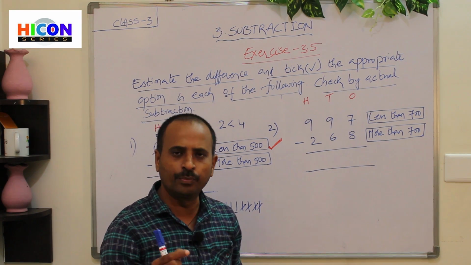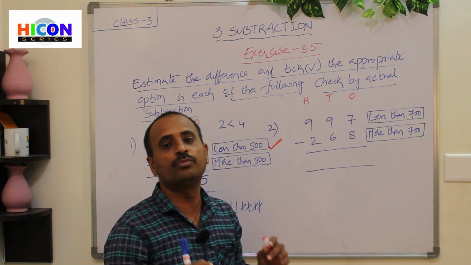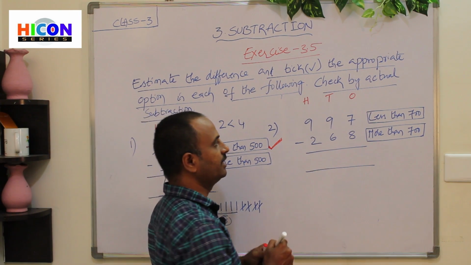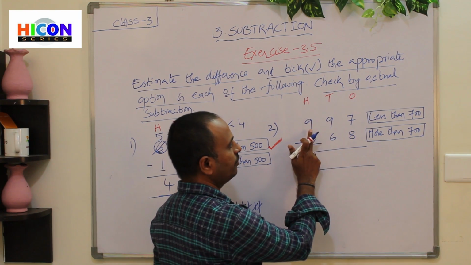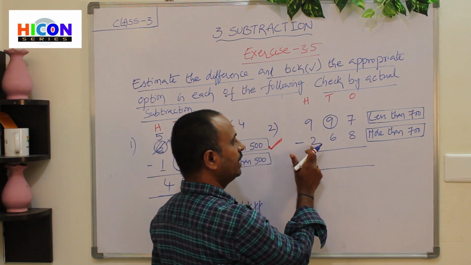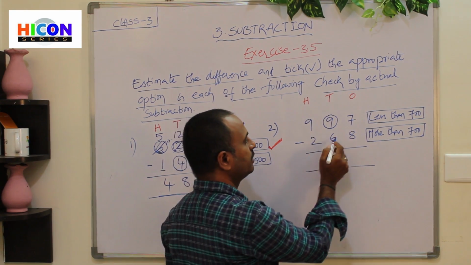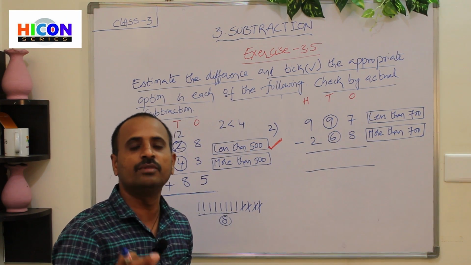So how can we estimate? It is a simple technique. Just check the second digit in both the numbers. What is the second digit in both the numbers? In the first number, the second digit is 9. And what is the second digit in the second number? It is 6.